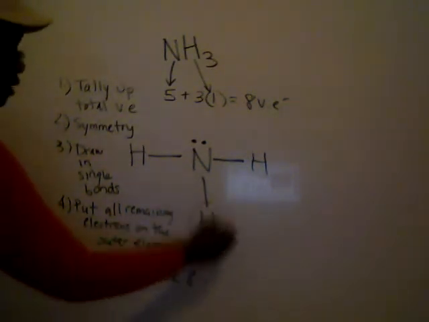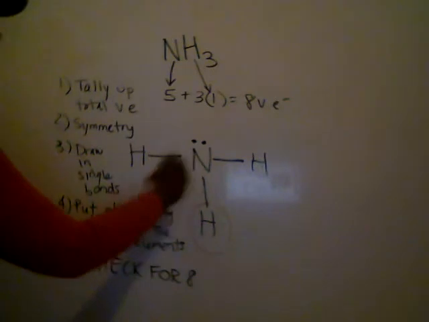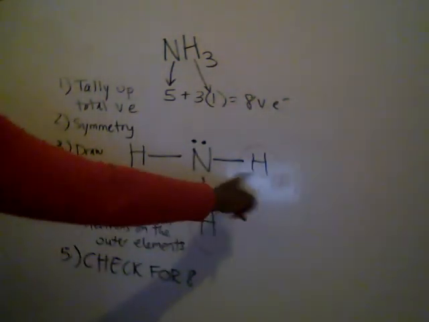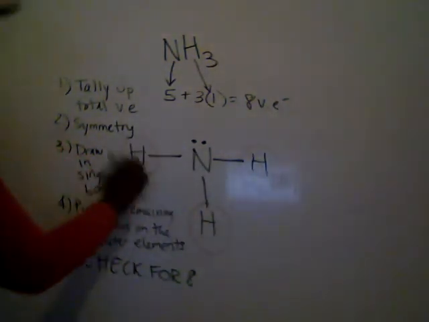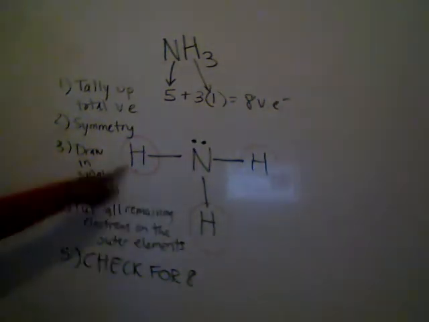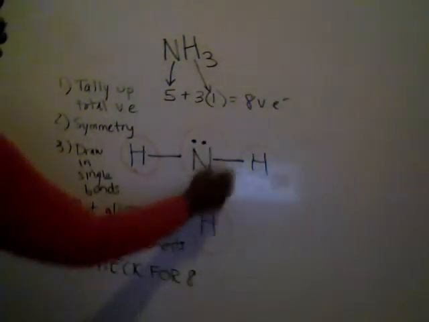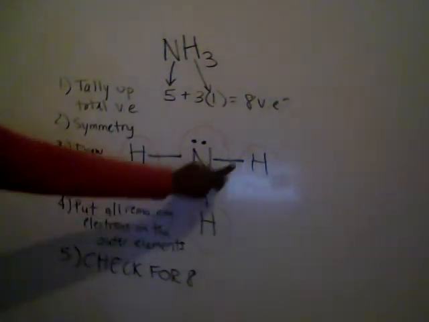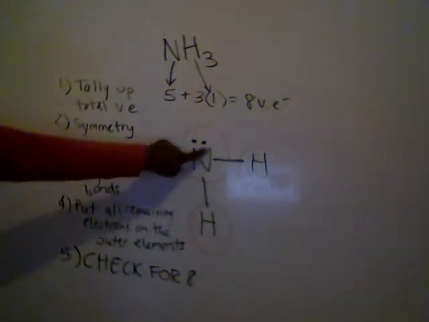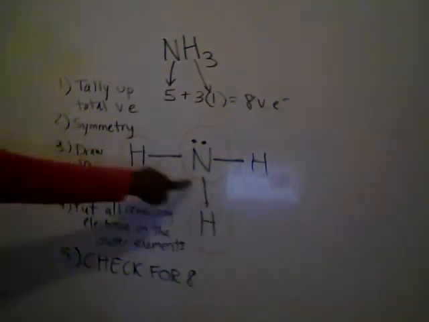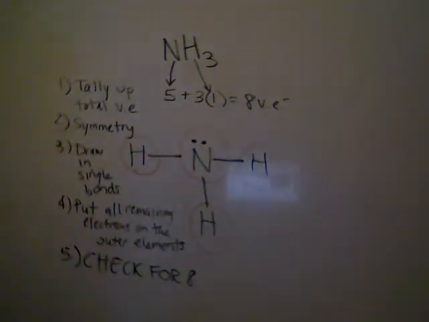So if we look at these hydrogens, this one has 2, it's sharing them with nitrogen. This one also has 2, it's sharing it with nitrogen. This one also has 2, it's sharing it with nitrogen. So all of these hydrogens are perfectly fine. Let's look at the nitrogen. It has 1, 2, 3 bonds, so it has 2, 4, 6 electrons that it's sharing, and then it has the last 2 to itself, so it actually has 8 electrons, so nitrogen's also fine too. So this would be the Lewis dot diagram for ammonia.